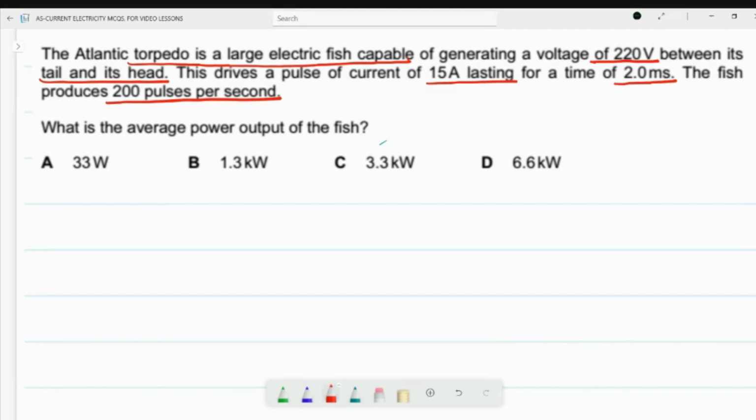What is the amount of current? How many pulses are there? 200 pulses in 1 second. So what is the average power output of the fish?